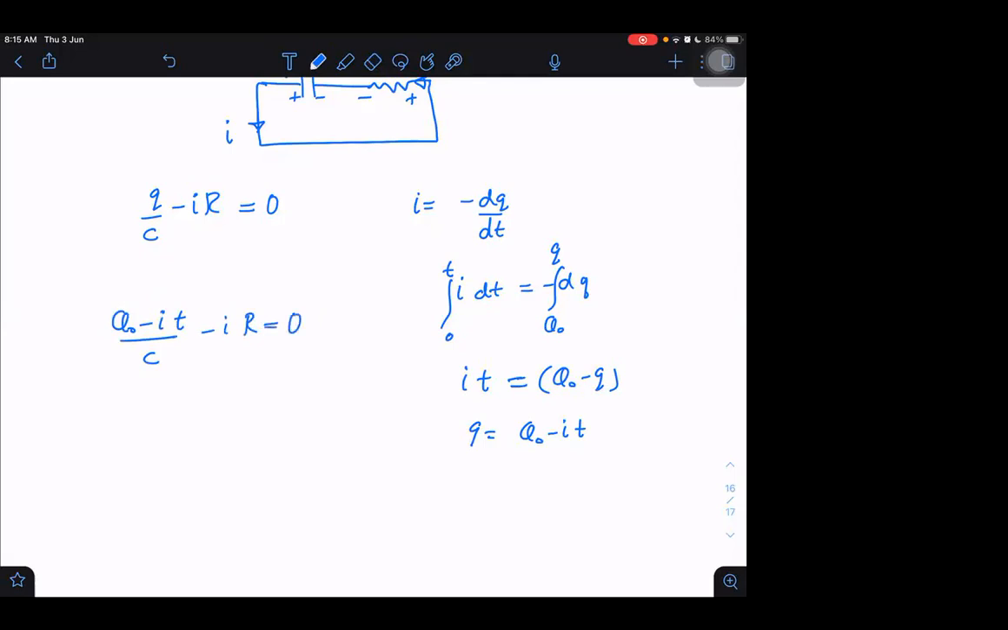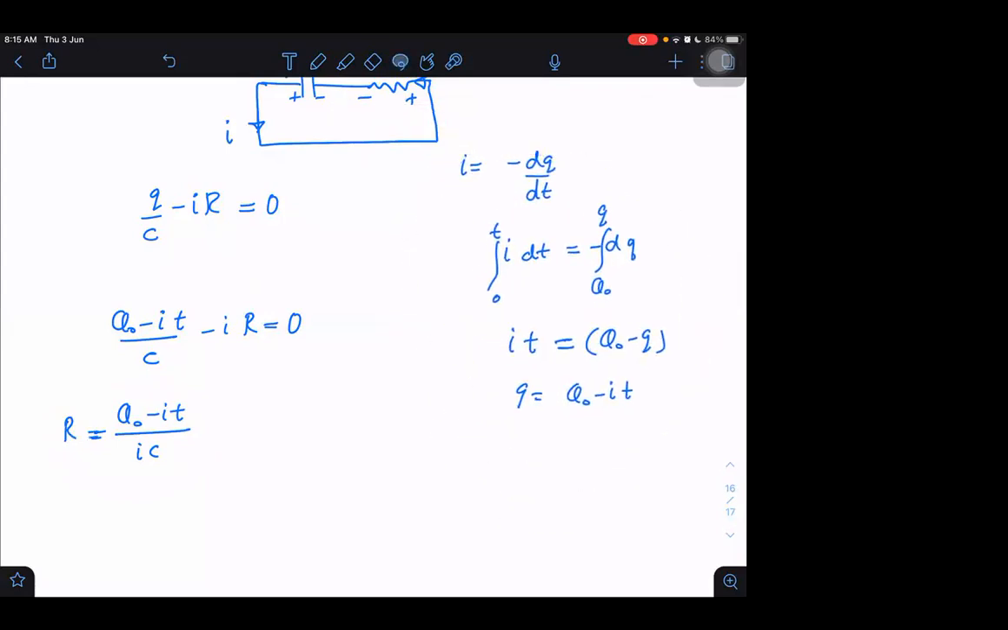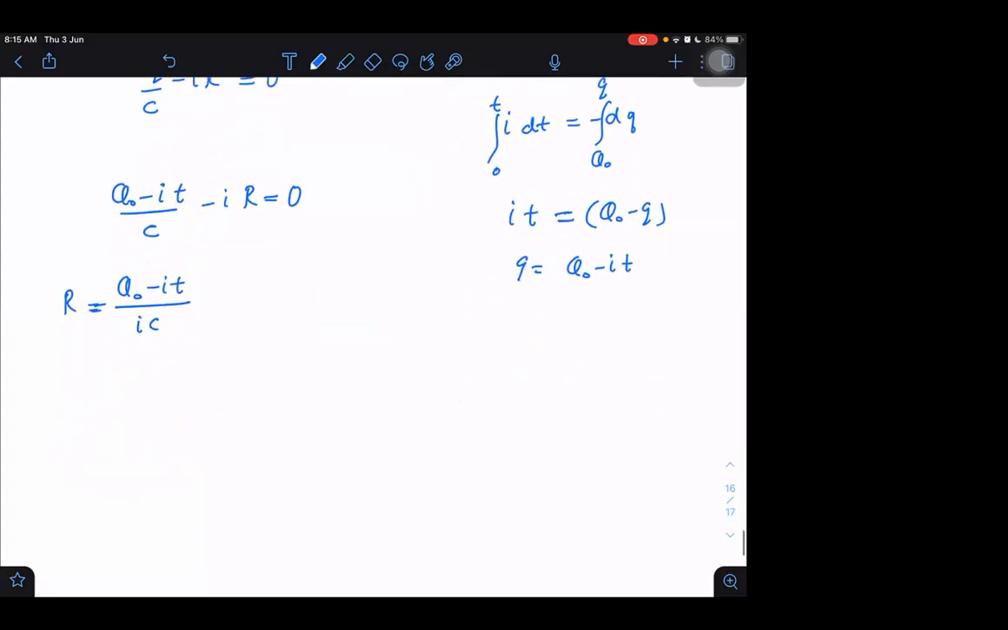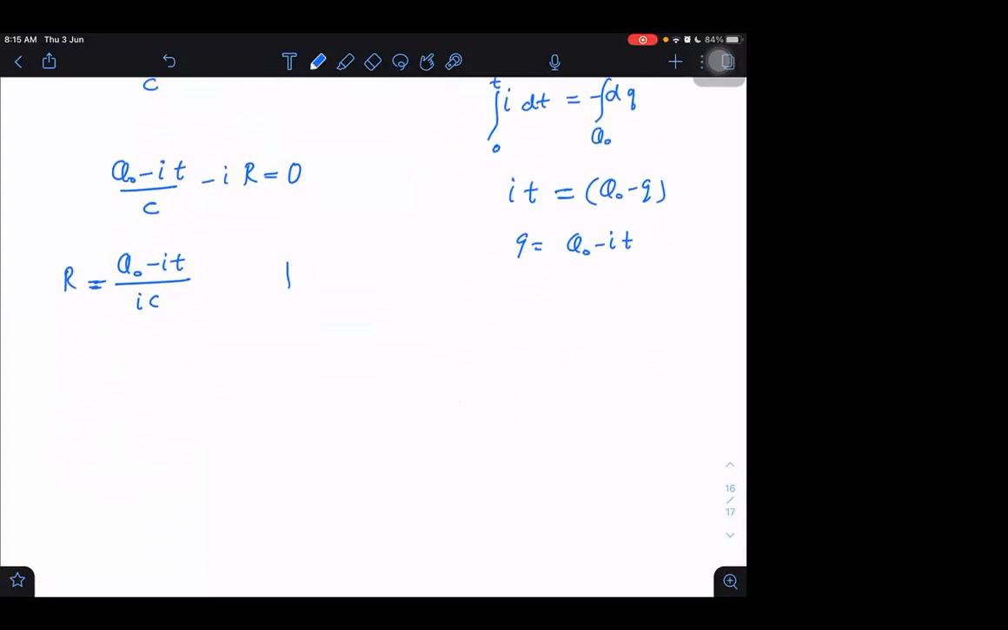is equal to 0. What would we be getting from there, the R value, if I assume C to be constant, first case, when R is only varying? Can we get the R value as a function of time? Q naught minus I t by I C is equal to R. So R value should vary with time in such a way. Then only the current can be maintained constant. Similarly, this is when we are treating capacitance as constant, R is variable.